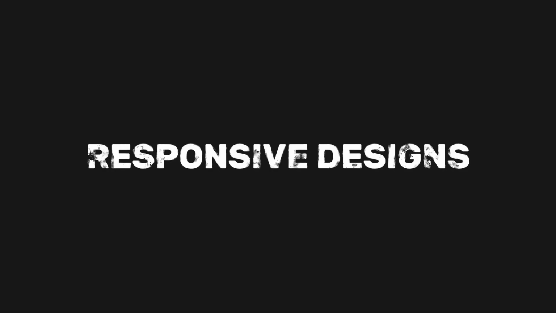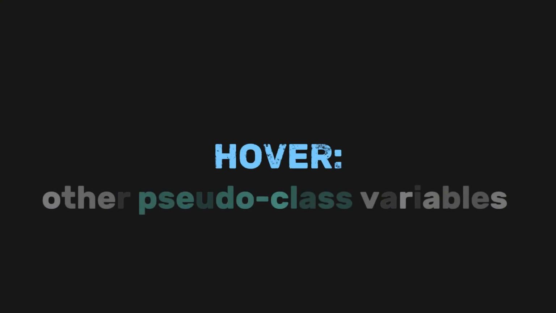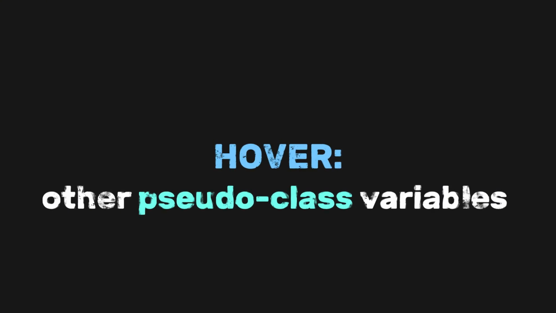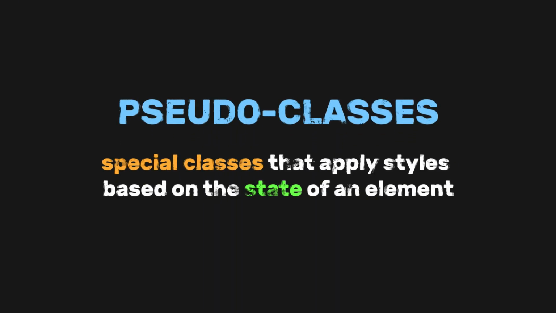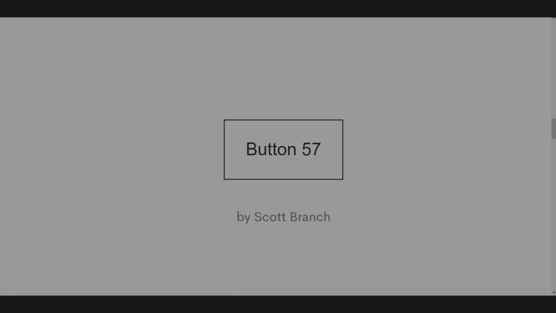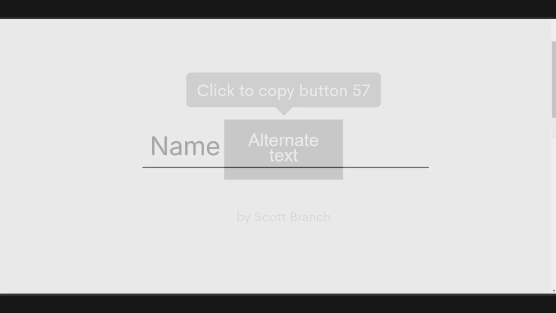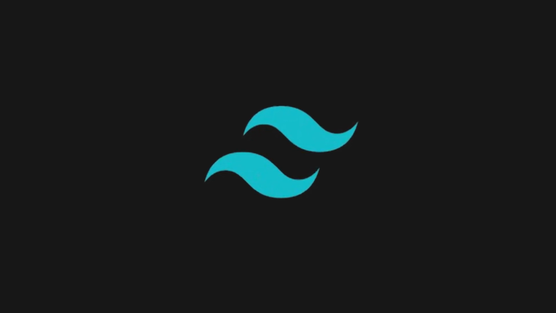After learning about responsive designs in Tailwind CSS, let's now explore how hover and other pseudo class variants work in Tailwind CSS. Pseudo classes are special classes that apply styles based on the state of an element, such as when a user hovers over it or when an element is focused. Tailwind provides several utilities that make it easy to implement these states in your designs.